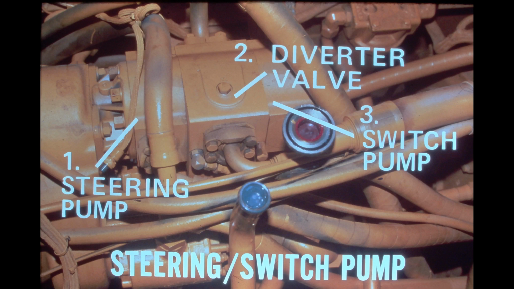The pump has two supply lines from the reservoir. The steering pump is supplied from the line connected at the diverter valve, and the switch pump inlet is on the switch pump itself. The outlet on the diverter valve is for the loader system, and the outlet on the steering pump is for the steering control valve.